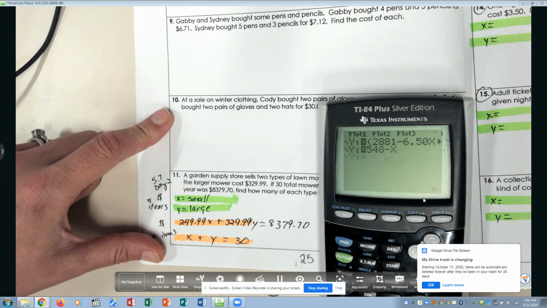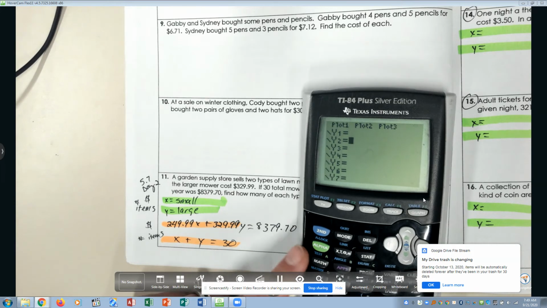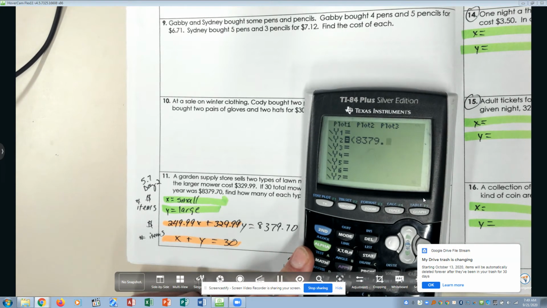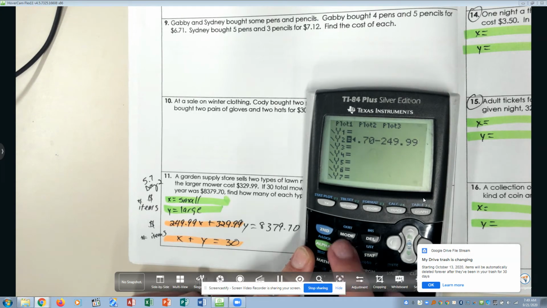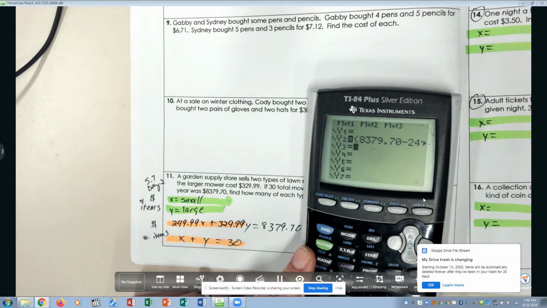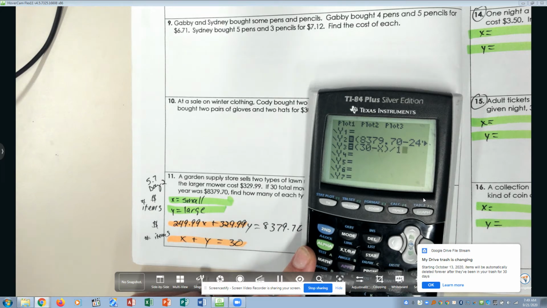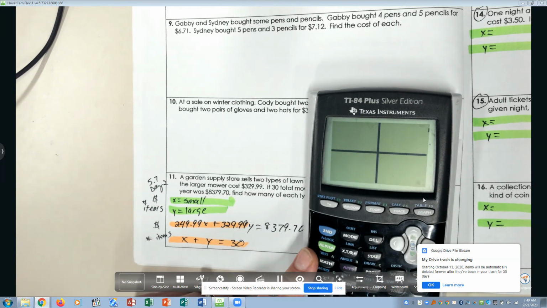So y equals, clear. All right, so parentheses, 8379.70, subtract the x term, close parentheses, divide by the coefficient of y. And then the second equation, you just have to subtract x, but I'm still going to divide by the coefficient of y just to keep it consistent. So let's make sure we see the intersection point. And we do.